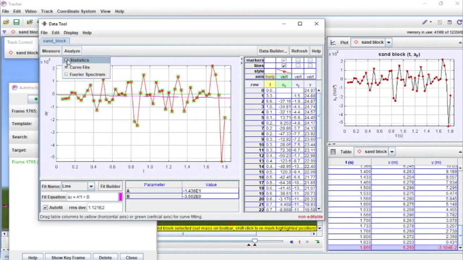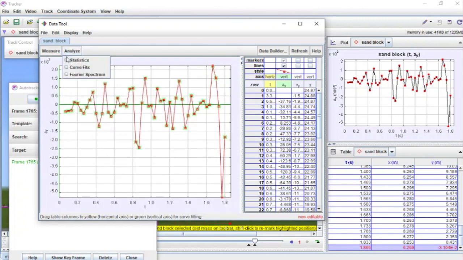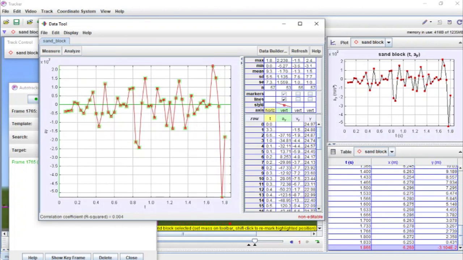So now we're going to click on Statistics. So instead of looking at the curve fit, we can even deselect that and get rid of it. We're going to click on Statistics. Statistics is where we get information like what is the maximum value of this data set? That's going to be this point up here. What is the minimum value of this data set? That's going to be this point down here.